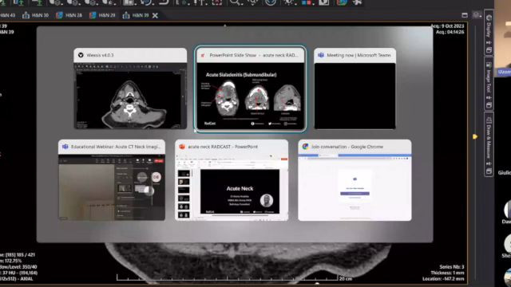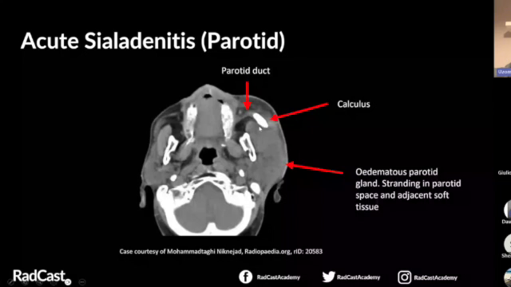Same goes with the parotid gland, so a calculus within the duct causing acute parotid sialadenitis, and you can see the duct there more distally as it's entering into the mouth next to the upper second molar.